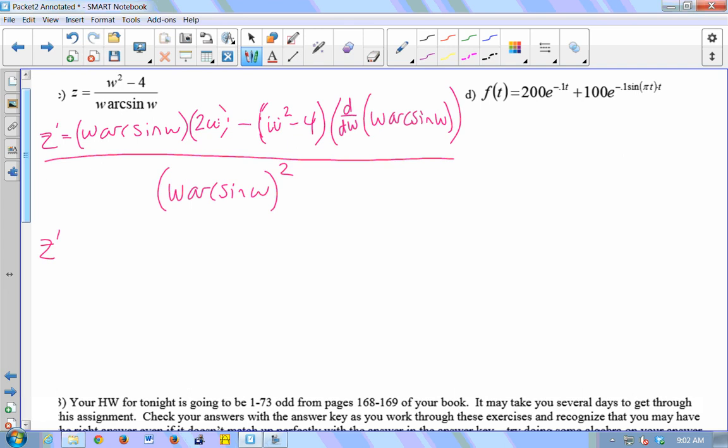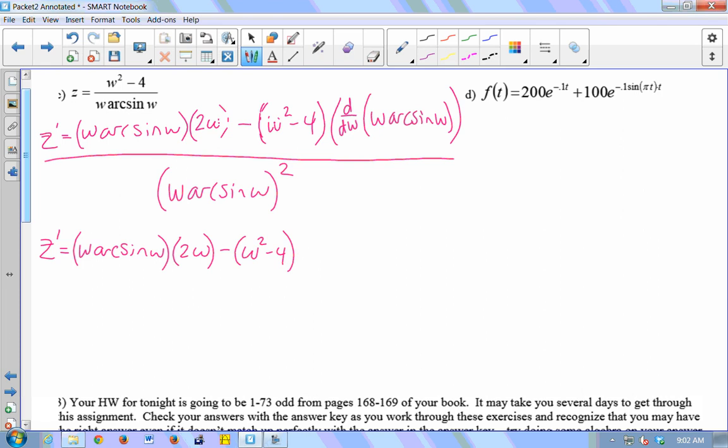All right, so z prime is w arc sine w, that's my denominator, times the derivative of the numerator, 2w, minus the numerator times the derivative of the denominator. So I need the derivative of w arc sine w. So this is a product, right? w times the arc sine of w. So I use the product rule to get this.